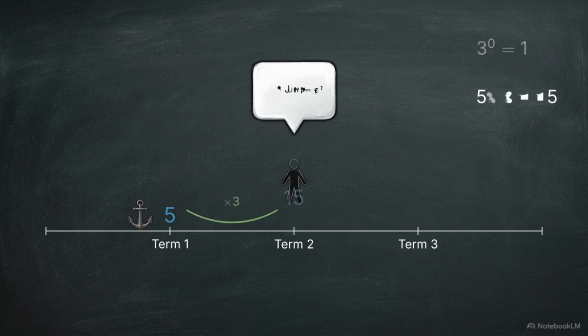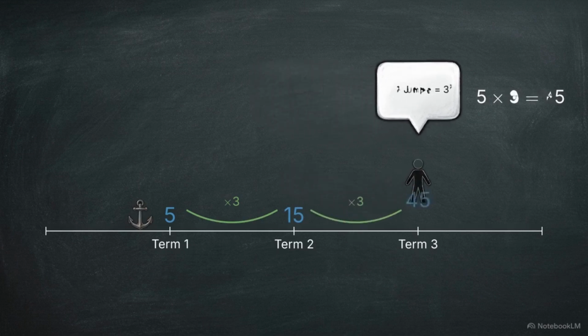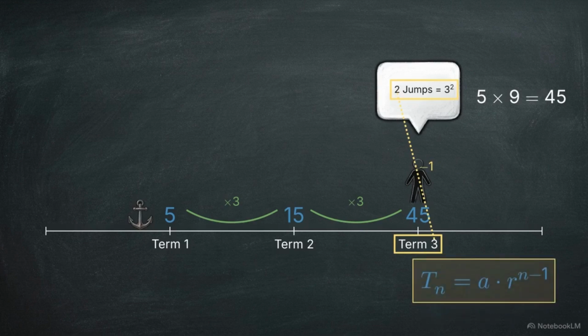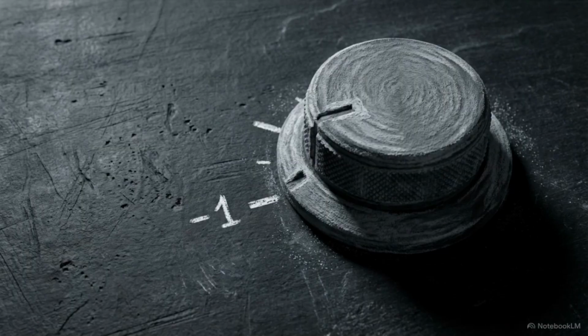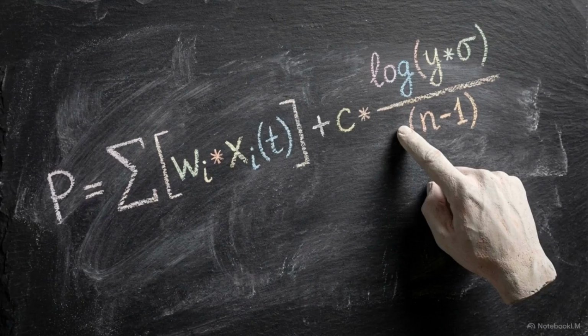To reach the second term in the sequence, we only make 1 multiplication jump. To reach the third term, we make 2 jumps. You are always multiplying 1 less time than the term's physical position in the sequence. The n-1 exponent acts as a necessary calibration. It subtracts 1 to account for the starting anchor, ensuring the formula perfectly aligns with the actual physical steps required.